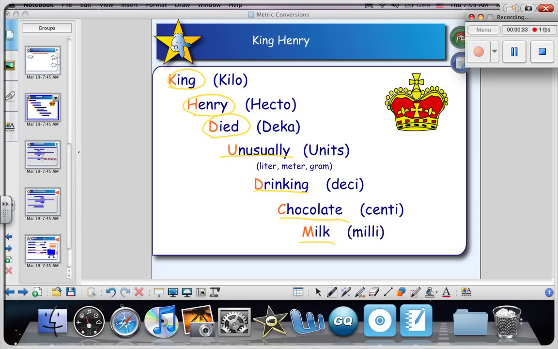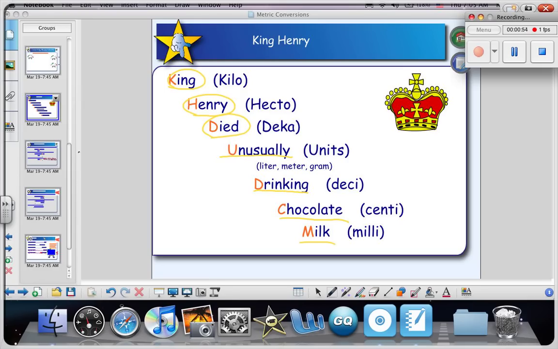Now, a couple things that this stands for. The K stands for kilo, and these are all prefixes. So kilo would be like kilometer or kilogram. So these are prefixes. Hecto, H is for hecto, D is for deca.